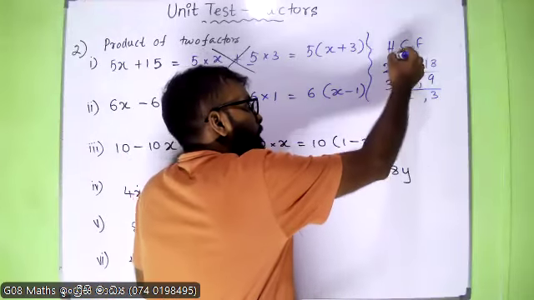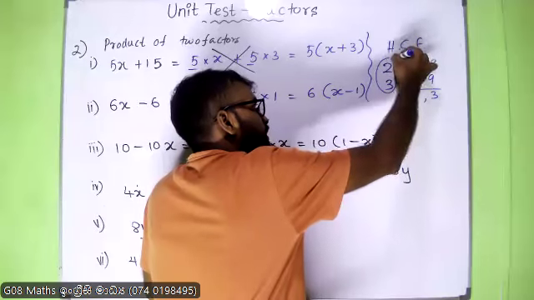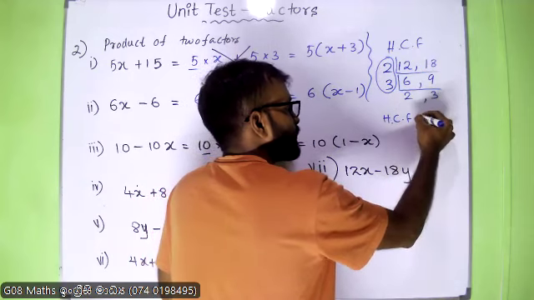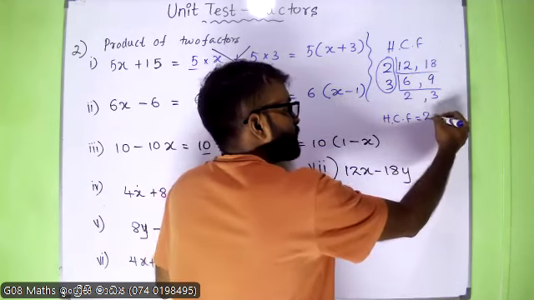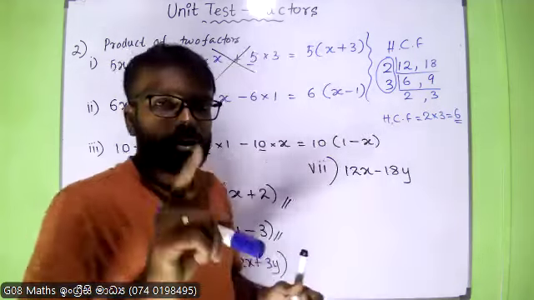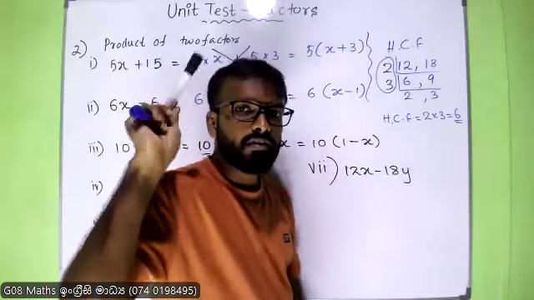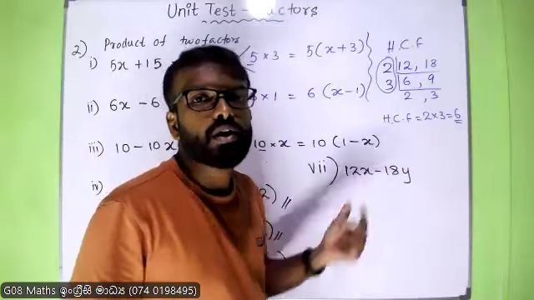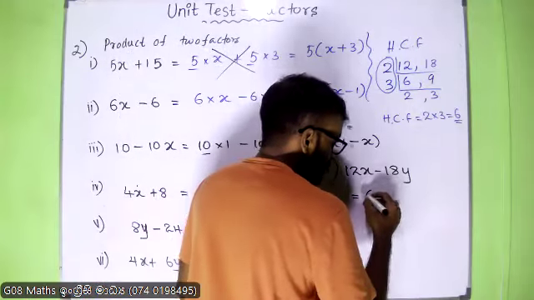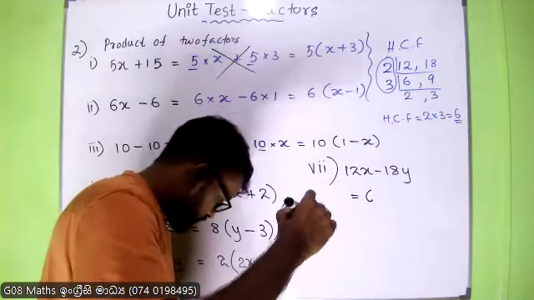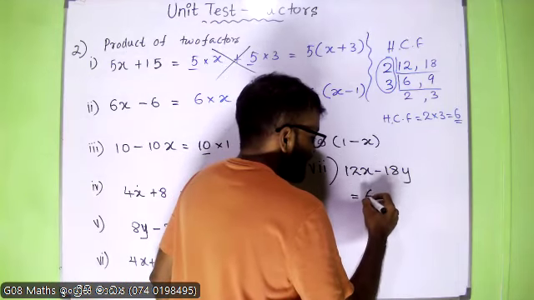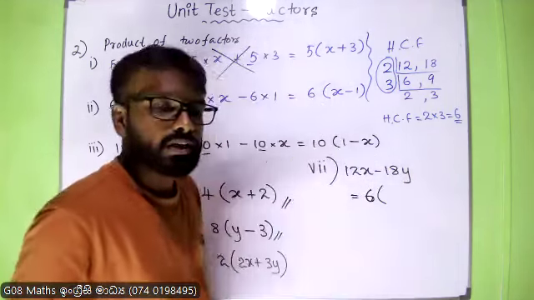So now we have 2 and 3. How do we find the highest common factor? 2 times 3, 6. Yes, the answer that you gave is correct. 6 should be the common factor of both of these numbers. So I am taking it down. 6 is my common factor.